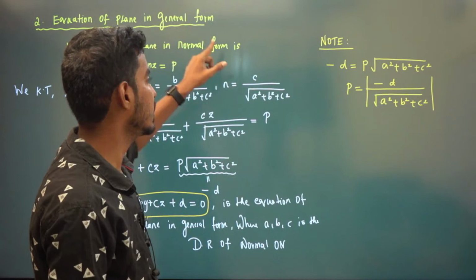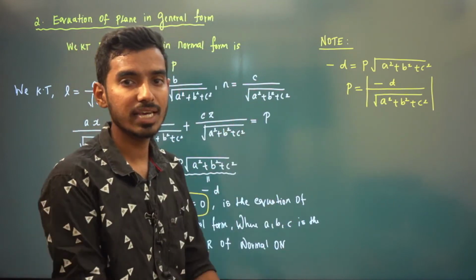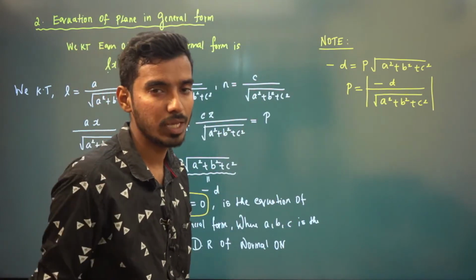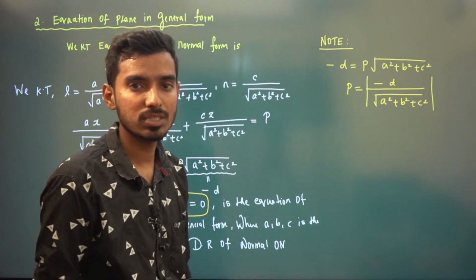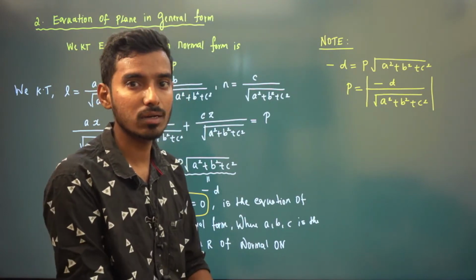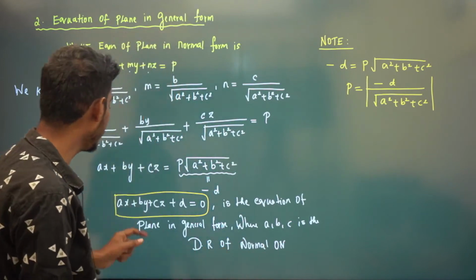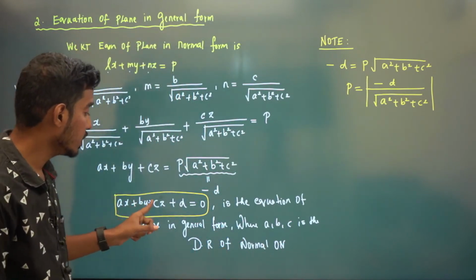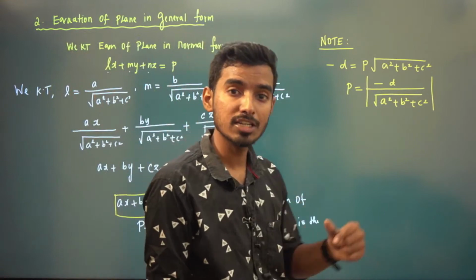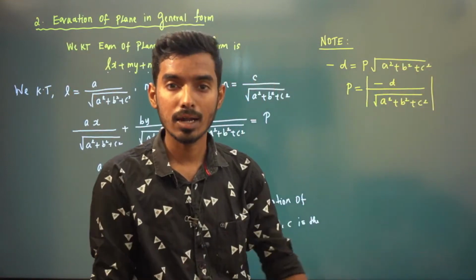And equation of plane in general form. So we already know normal form is Lx plus My plus Nz is equal to P. Now replace L, M, N in terms of A, B, C, that is, in terms of direction ratio. You will have equation of plane in general form. Very important, what are these A, B, C? A, B, C is the direction ratio of the normal.